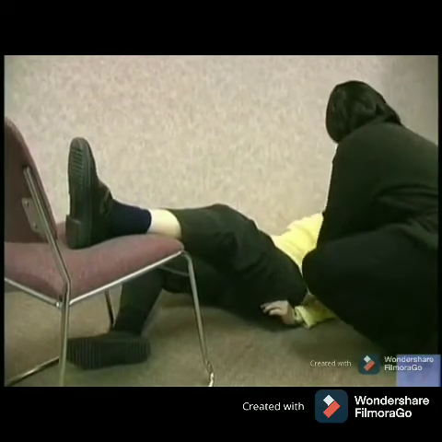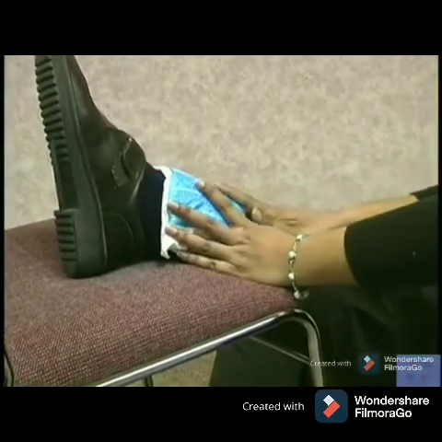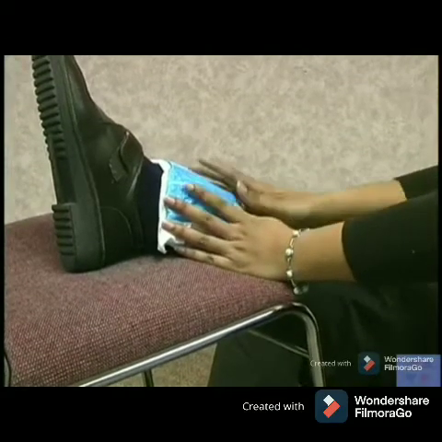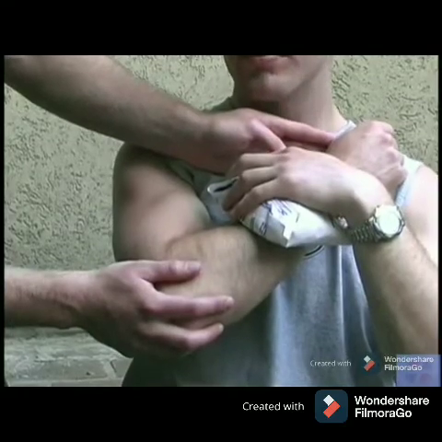If possible, elevate the area above the level of the heart to slow the flow of blood. Do not elevate the body part if it causes more pain.